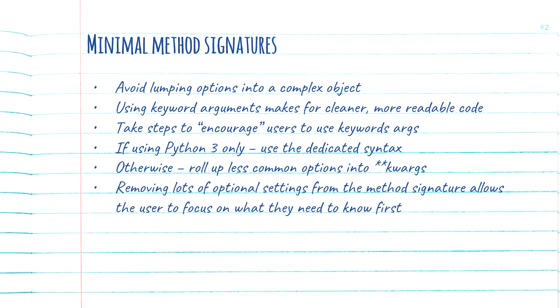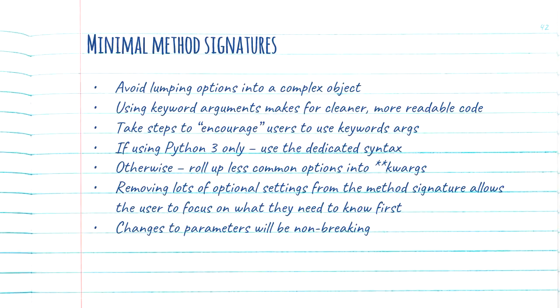Removing all of these optional settings from your method signatures reduces the complexity and allows the user to focus on what they need to know upfront to get things going. And then your documentation can guide them into the complexity of configuring and tweaking all the little settings that you might have. This also helps to make your method signatures less breaking if you want to reorder parameters or rename parameters. That will result in fewer breaking changes for your customers.